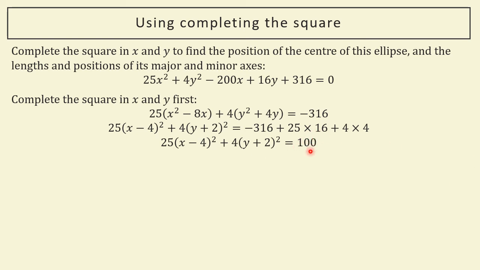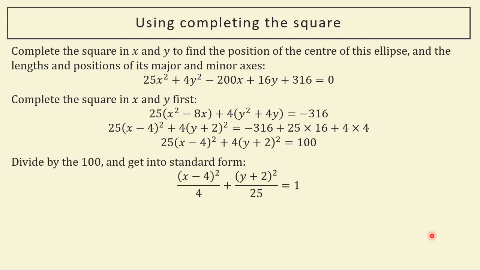But I remember I want 1 on this side. I want something to do with the x's being squared, something to do with the y's being squared. I want 1 on this side. So clearly I'm going to have to divide by 100 as my next step. 25 over 100 there will give me 1 over 4. 4 over 100 there will give me 1 over 25. So we're just going to divide by 100 and get to that standard form.